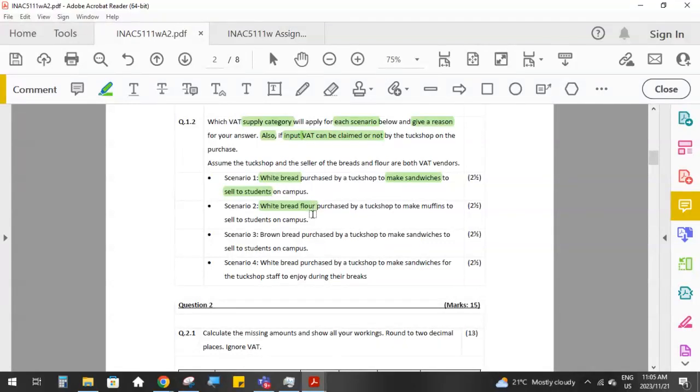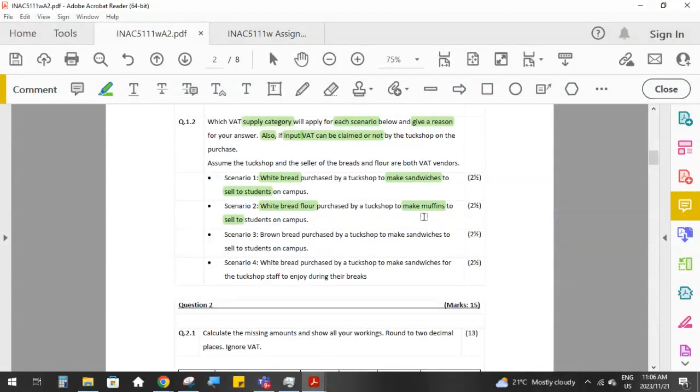So because white bread flour is zero rated, the question, can input VAT be claimed or not? The answer is no, because it's a zero rated item. We didn't pay VAT on the item, so therefore there is no VAT to claim. So it didn't matter in this case what they were going to use the white bread flour for, because whether we used it in this case to make muffins to sell to students, which means we are adding value to the white bread flour and using the flour in our business to produce a product that we're going to sell in our operations, there's still no VAT to claim back because it's a zero rated item.